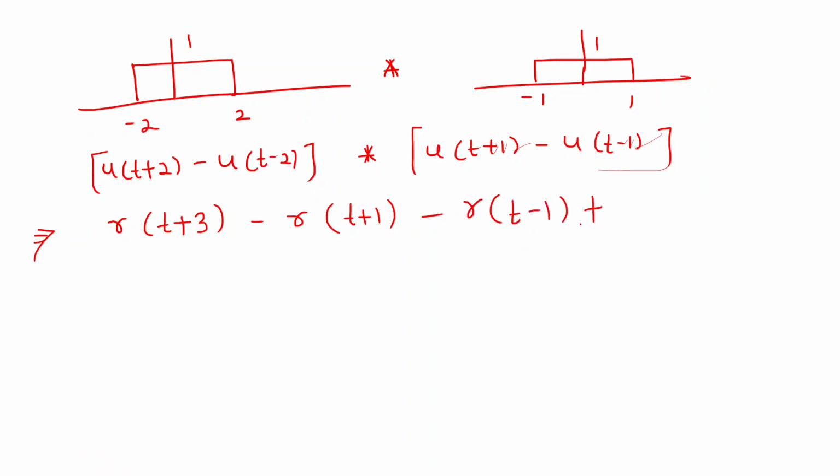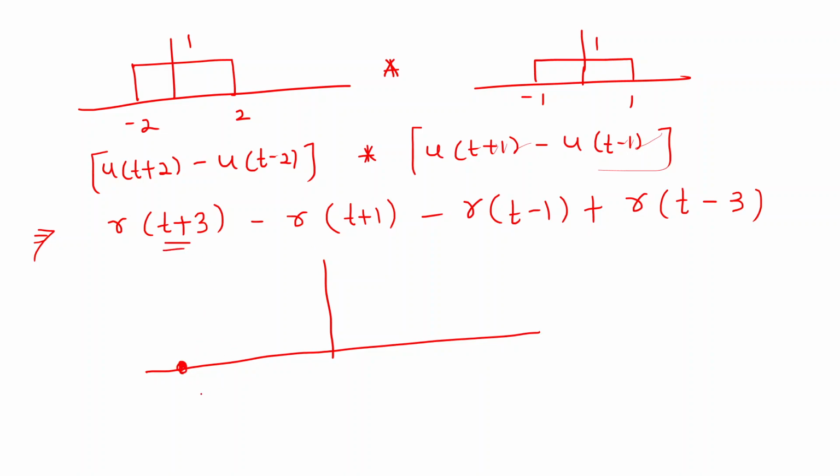And minus minus plus, it becomes r of t minus 3, right? This is the answer. Now you just draw that. Then the starting point should be say minus 3. First of all, you identify the points.